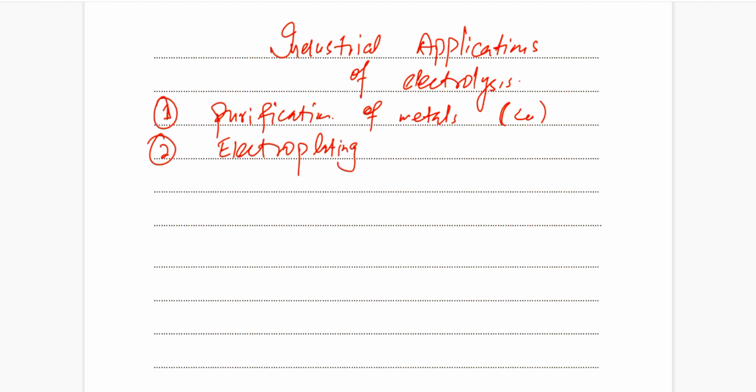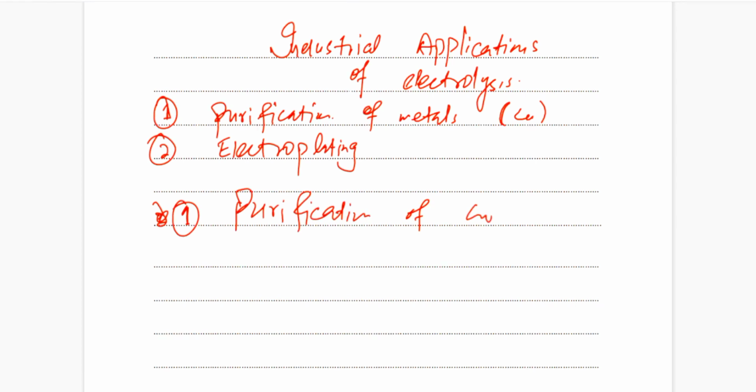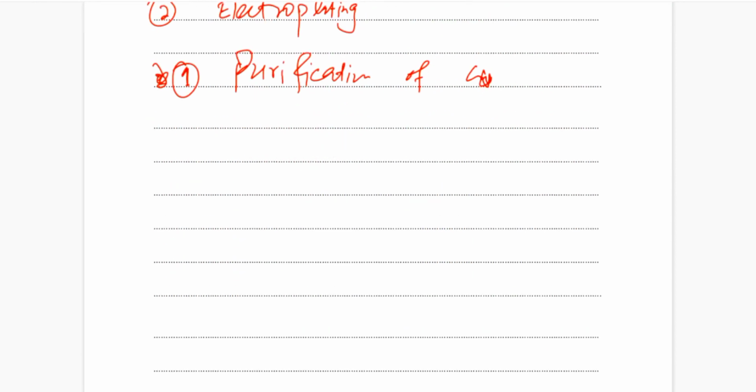Okay, so purification, the first step, I'm writing here, purification of copper. You should know that copper that we need in our daily life to make the cables, it has to be 99.9% pure. It has to be very pure to be used. Okay, in the same way other metals can also be used for purification.